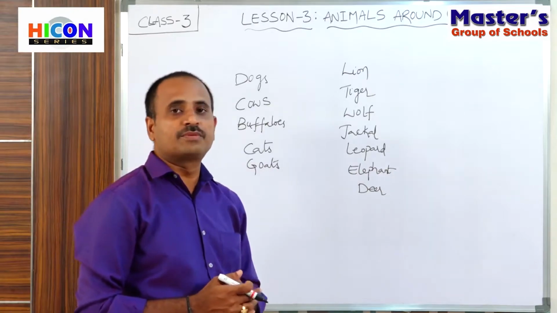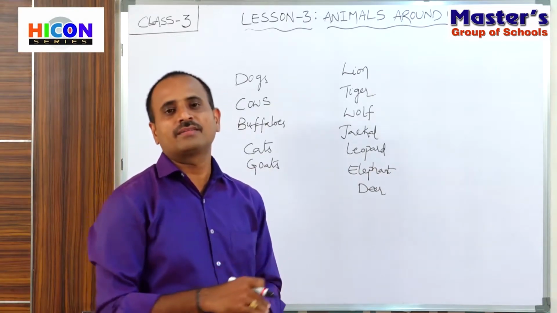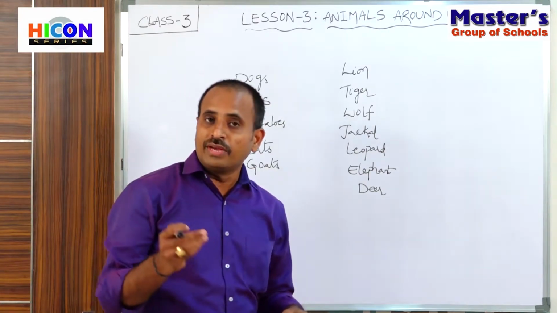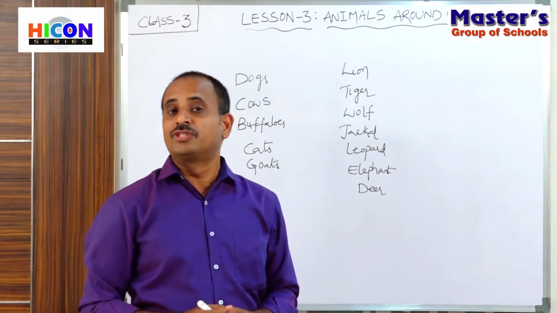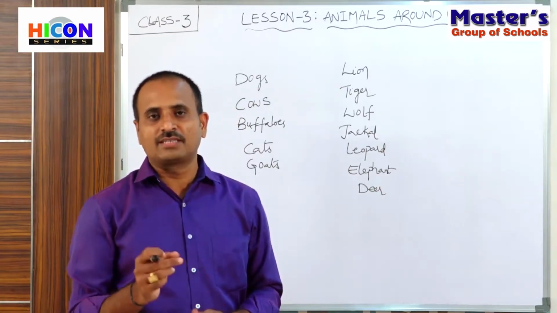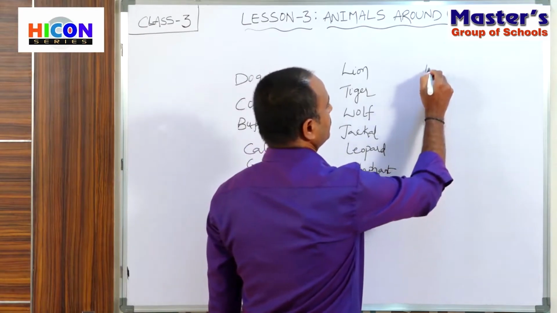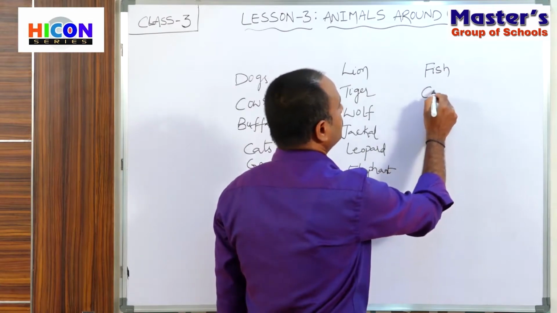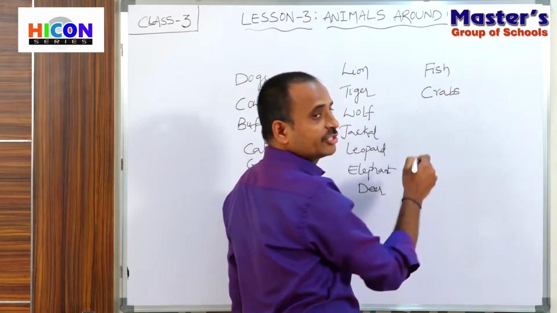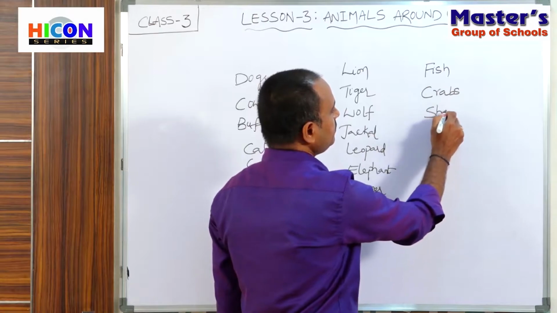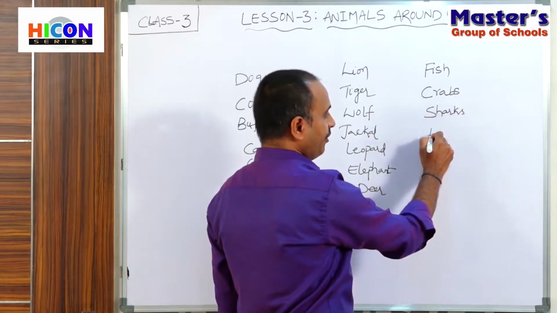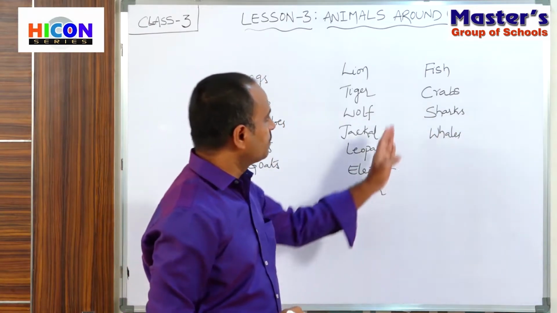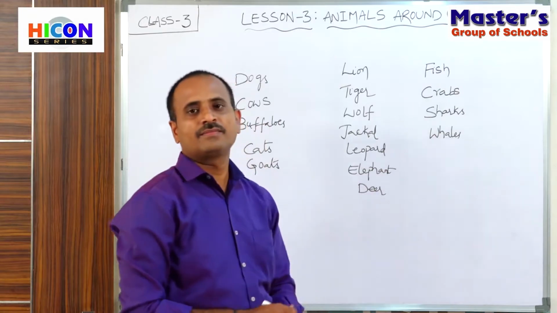And also we can observe some animals in the water. What animals can you observe in the water? Can you give examples of those animals which you observe in water? Yes, very good. That is fish. So we will observe fish in water, and also some crabs, sharks and whales, etc. So children, we will observe these animals in water.